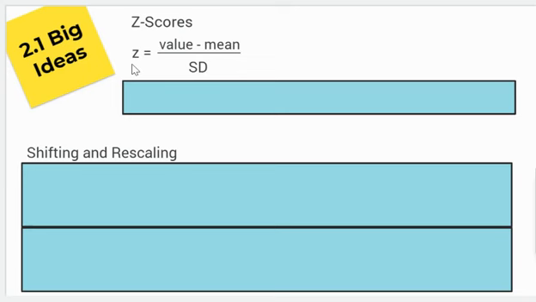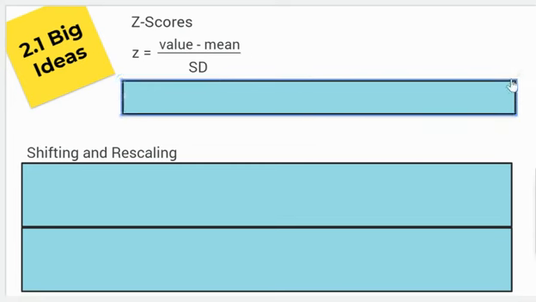Well, our informal formula at this point in time is that a z-score is the value that you are concerned with minus the mean divided by the standard deviation of the distribution that you're looking at. So it's the value minus the mean of the distribution divided by the standard deviation of the distribution.